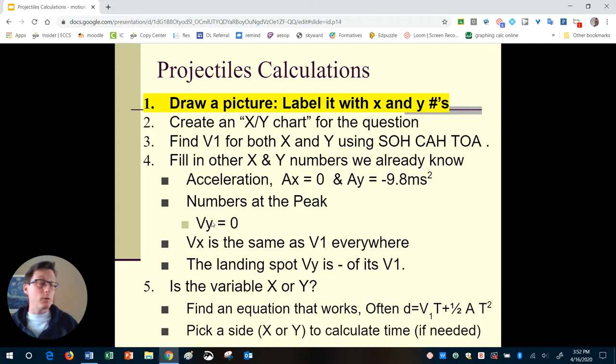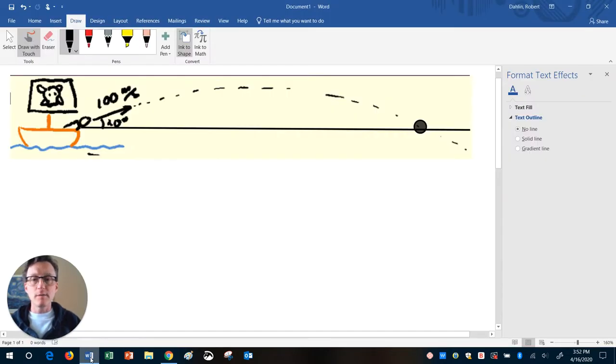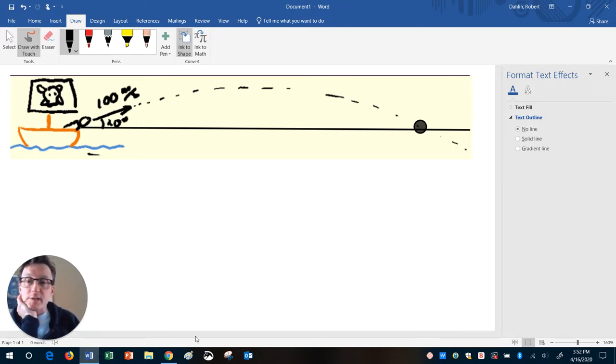I'm going to just kind of walk these through. So first thing you want to do is have a picture, and we're going to label it with X and Y numbers. I've already copied and pasted my picture. You can just draw a quick sketch. It doesn't have to be real fancy. What we do want to have on there, though, is what numbers from the original question would we see in our picture, and where would they be located?